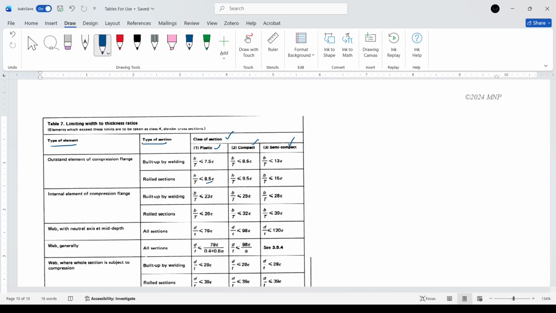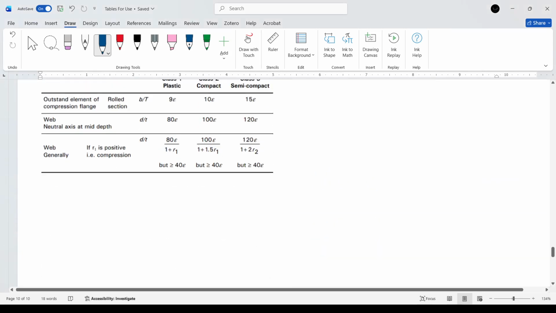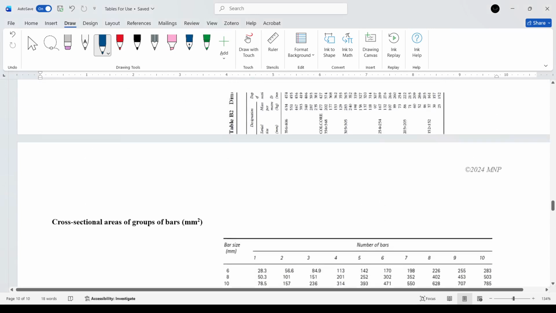So for our section, B over T, if you look at your table, they are saying that if it is plastic, B over T should be less than 8.5 E. And E we calculated and got 1. Okay, so can we look at it in the table? Tables for use, B over T. Okay, it's just right here.